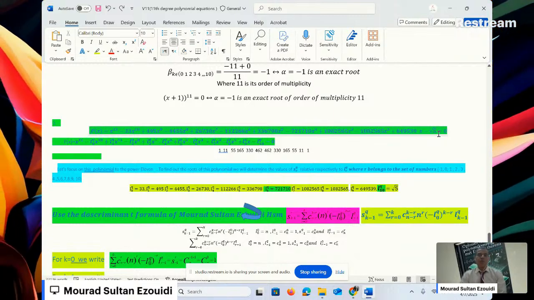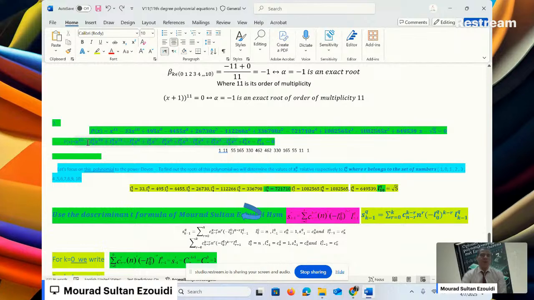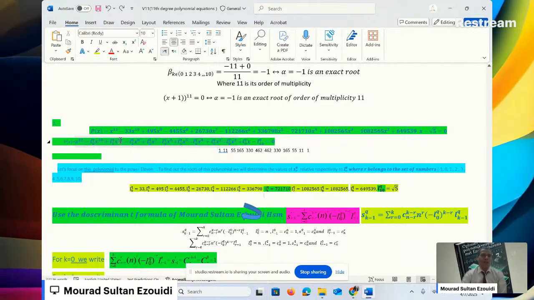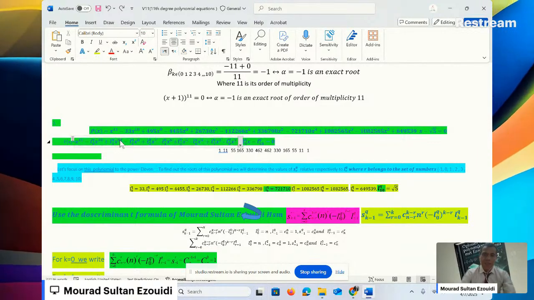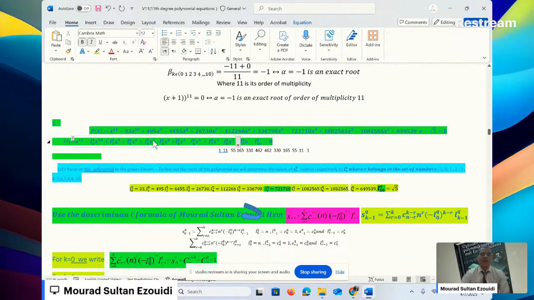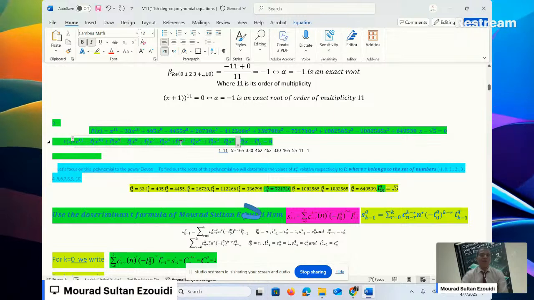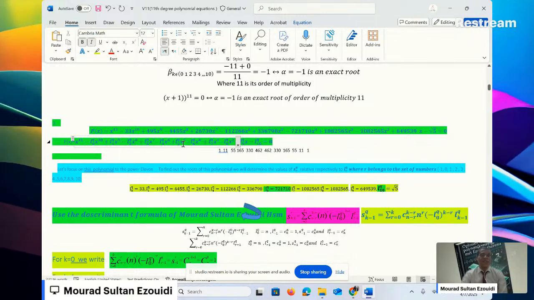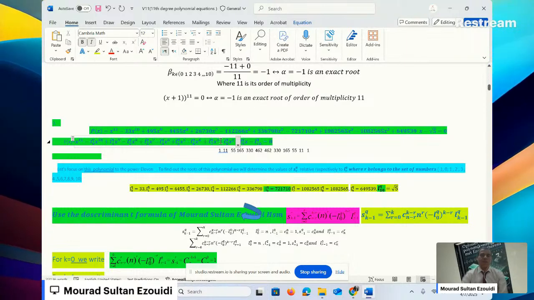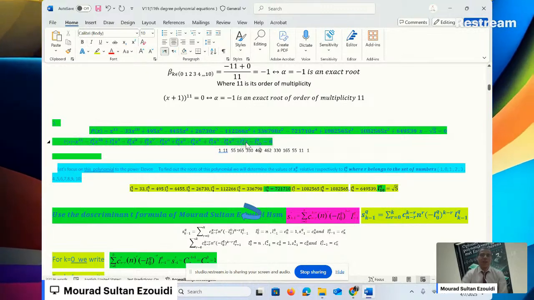So our polynomial to the power 11 can be written as x raised to the power 11 minus L0 of 42 x raised to the power 10 plus L1 of 42 x raised to the power 9 minus L2 of 42 x raised to the power 8 plus L3 of 42 x raised to the power 7 minus L4 of 42 x raised to the power 6 plus L5 of 42 x raised to the power 5 minus L6 of 42 x raised to the power 4 plus L7 of 42 x raised to the power 3 minus L8 of 42 x squared plus L9 of 42 x minus L10 of 42.